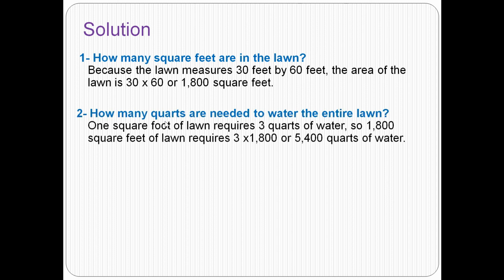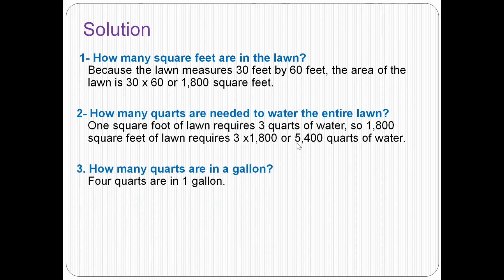The second question, how many quarts are needed to water an entire lawn? So we will use the first statement. 1 square foot of lawn requires 3 quarts of water. So if 1 square foot of lawn requires 3 quarts of water, how many quarts of water are required to water 1,800 square feet? What you need to do is multiply 3 times 1,800 and you will get 5,400 quarts of water. So you need 5,400 quarts of water to water that lawn. However, the question wasn't how many quarts, it was how many gallons.